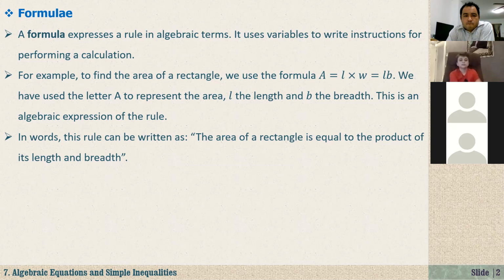A formula expresses a rule in algebraic terms. It uses variables to write instructions for performing a calculation. For example, to find the area of a rectangle, we use the formula A equals L times B, length by breadth. We have used the letter A to represent the area, L for the length, and B for the breadth. This is an algebraic expression for the rule. Okay, Al-Akbar.